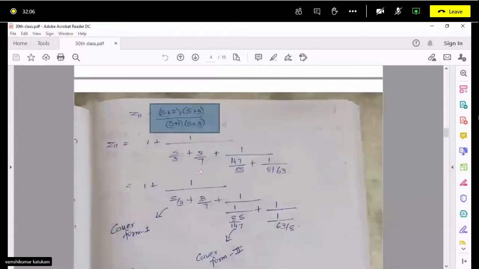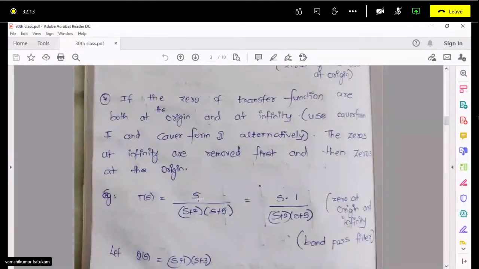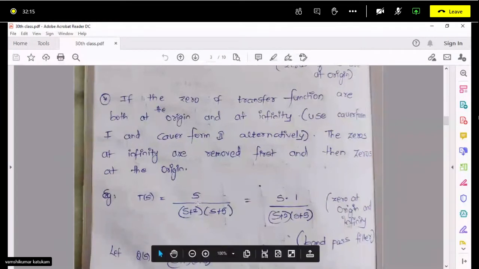Okay, so in three forms we have seen. A fourth form is also possible, because it is an RC ladder. It is an RC ladder, so you have only negative real poles.